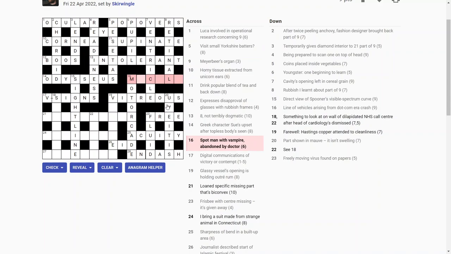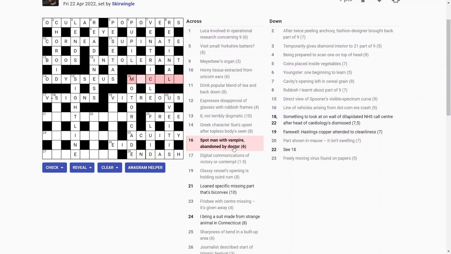So I thought vampire was going to be vampire abandoned with VE, but obviously not. Spot. Man with vampire abandoned by doctor. Spot. I just don't know that. Not a clue. I can't even think of a word that fits there. Gall, the Scottish name. Spot. Man.